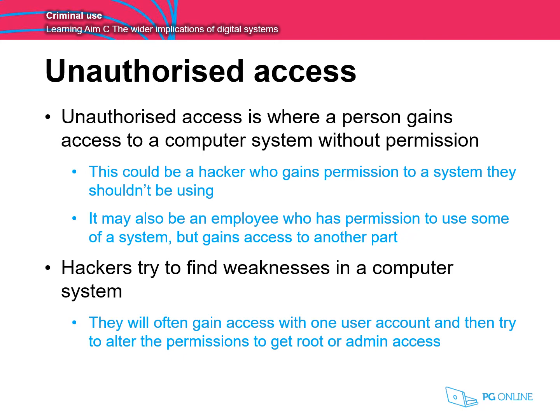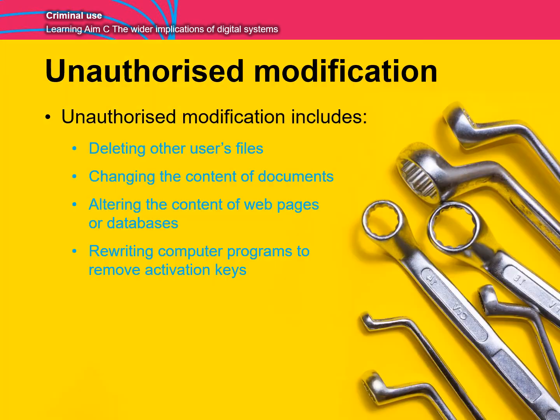Hackers try to find weaknesses in a computer system. So by finding these weaknesses, they can then gain access to materials that they should not be able to view. Once a hacker has gained unauthorized access, they may decide to not only read the files, and this will take you to the next stage, which is unauthorized modification.